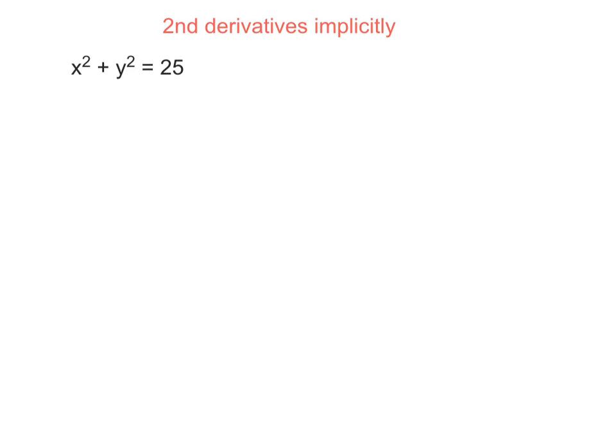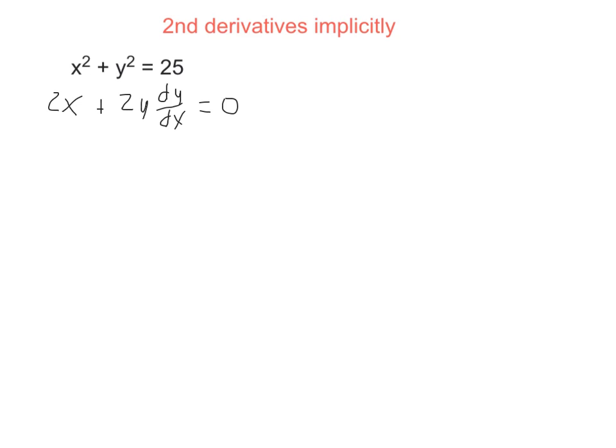Hello class, and welcome to an introduction into finding the second derivatives implicitly. So before we can take the second derivative, we have to of course take the first derivative. So review that implicitly this will give us 2x, and then I took the derivative of x with respect to x, plus 2y, the derivative of y with respect to x, will equal 0.